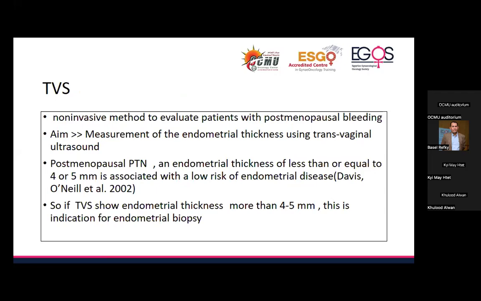The first investigation is transvaginal sonography. The advantage is that it is a non-invasive method to evaluate the patient with postmenopausal bleeding. The aim is measurement of the endometrial thickness. We comment on the postmenopausal patient: normal endometrial thickness is not more than 3 to 4 millimeters. But if it is more than 5 millimeters, even with no bleeding, the risk factor for endometrial carcinoma should be considered. So TVS with endometrial thickness more than 5 millimeters is an indication for endometrial biopsy, whether associated with abnormal bleeding or not.